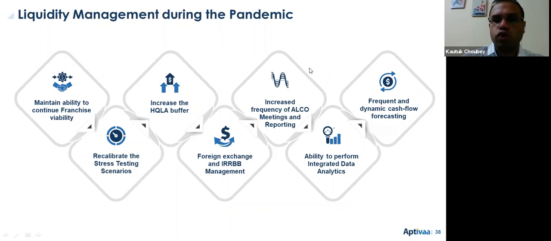a 1 in 50-year scenario. So you can look back and see what the systemic or industry-wide probability of default was during the 2008 crisis or during the 1980s. So that's a good reality check that the banks should do.